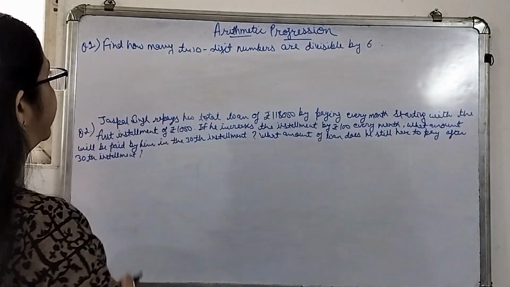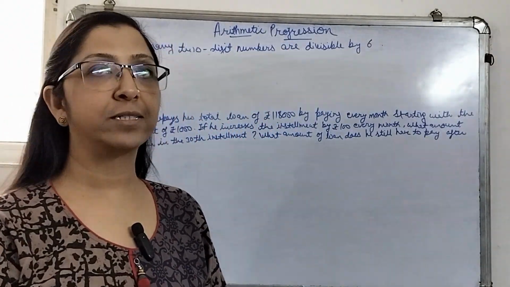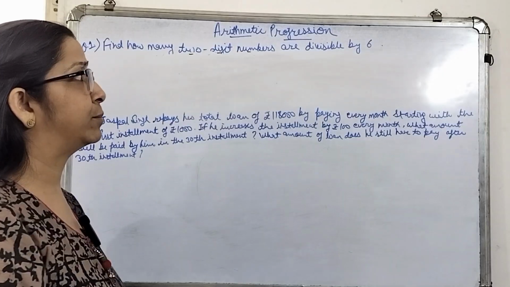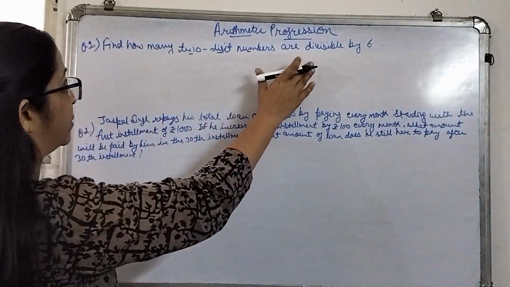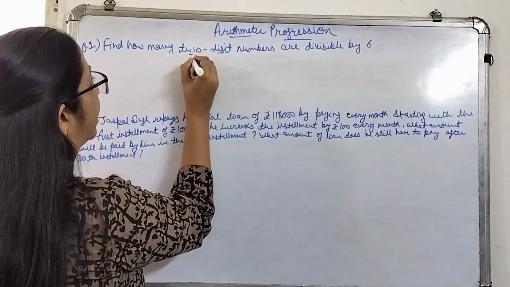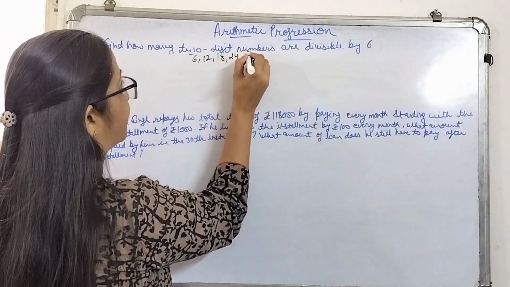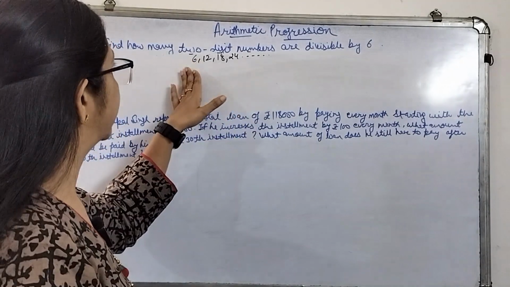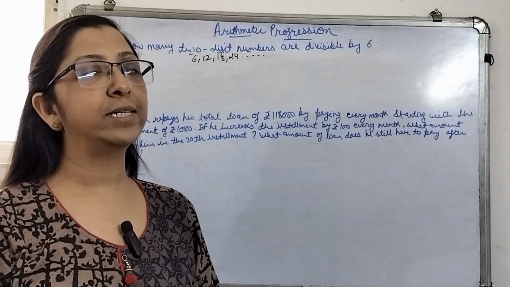So question number 1 is, find how many two-digit numbers are divisible by 6. So we have to find how many numbers are there which are two-digit numbers and which are all divisible by 6. If we find the numbers which are divisible by 6, we will come to know that all the numbers which are multiples of 6 will be the numbers which are divisible by 6. That means 6, 12, 18, 24. All these are the numbers which are divisible by 6.